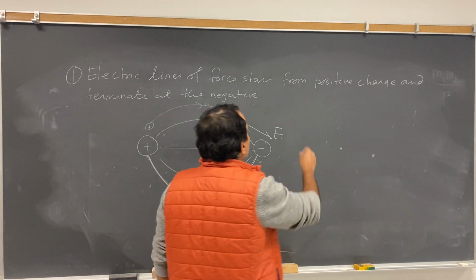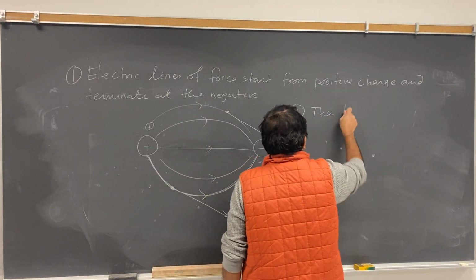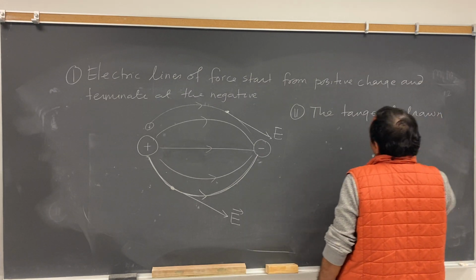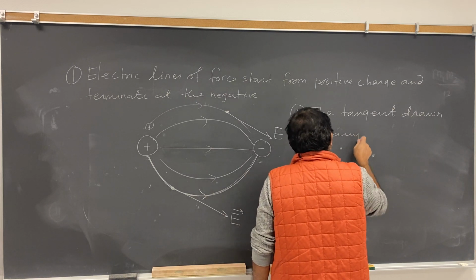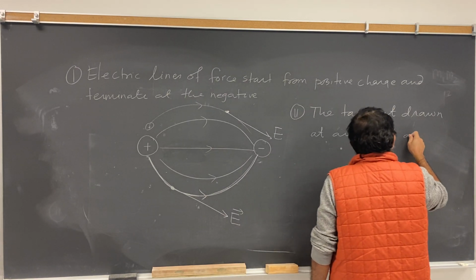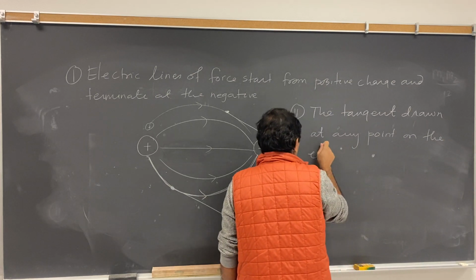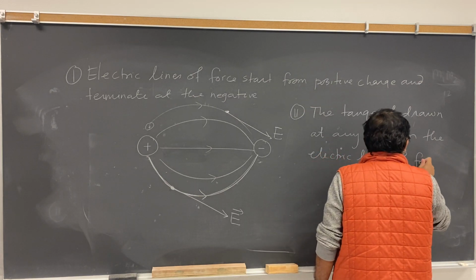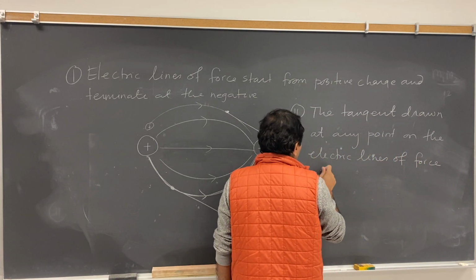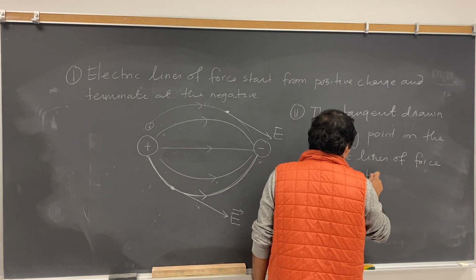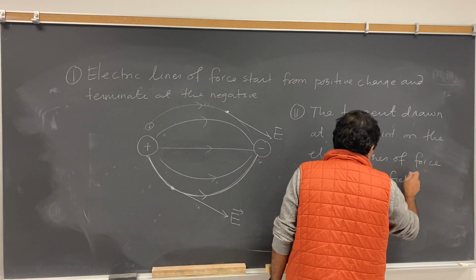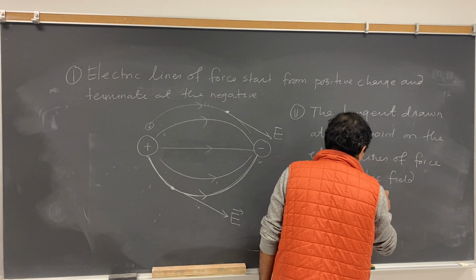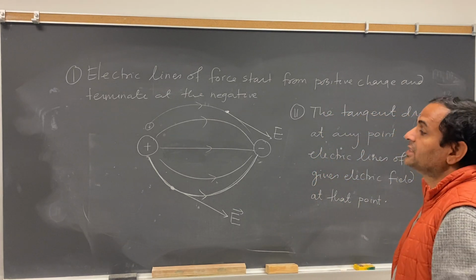So for the second property, you can write down: the tangent drawn at any point on the electric lines of force gives the electric field at that point. So this is another property, you can say the second property.